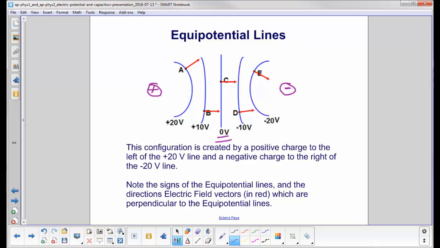Note the signs of the equipotential lines. Positive near the positive charge, negative near the negative, and it approaches 0. And also notice the electric field vectors. They are always perpendicular to the equipotential lines. And again, it goes from positive to negative. So you can see all the arrows are pointing left to right.